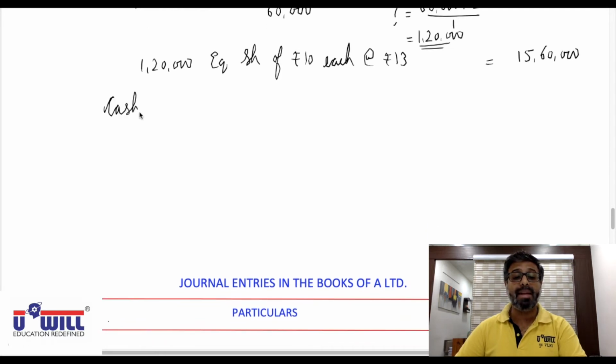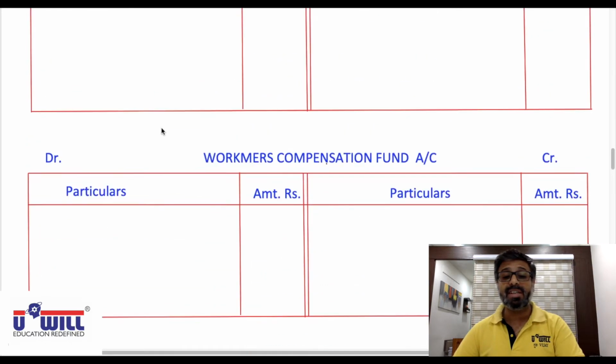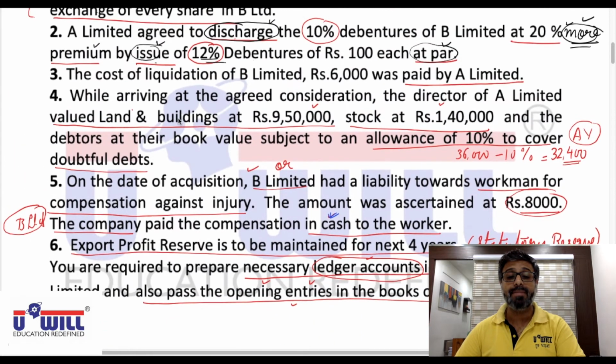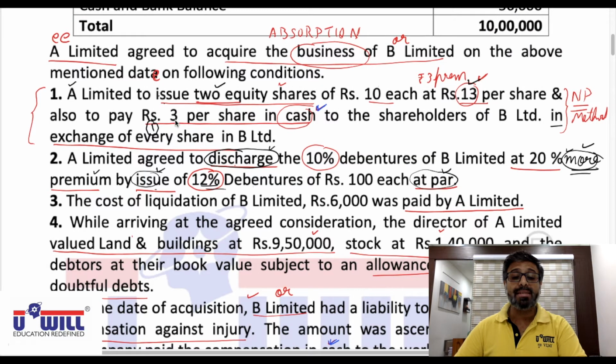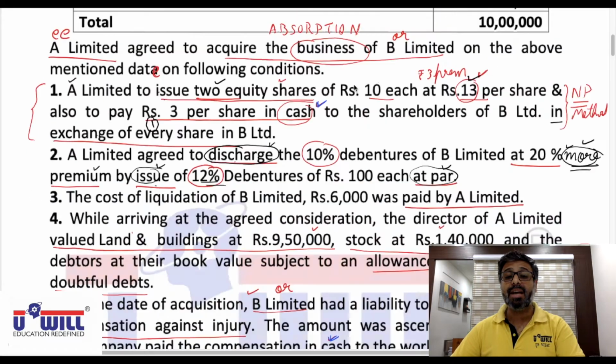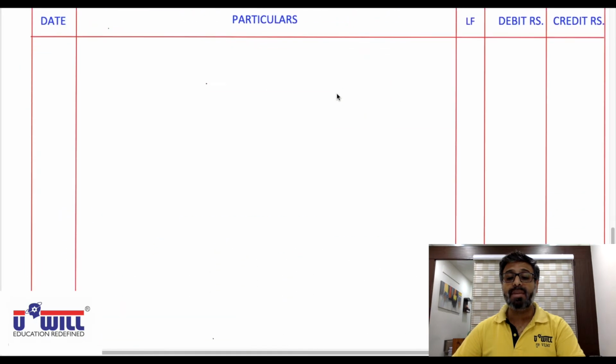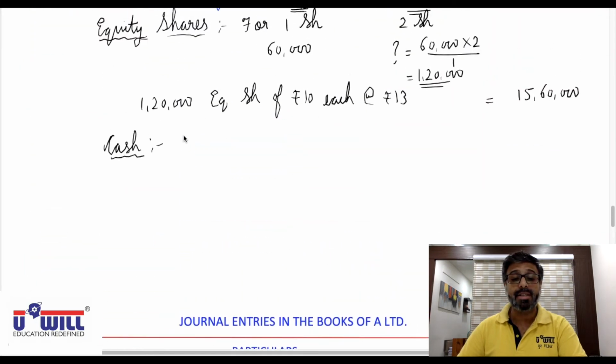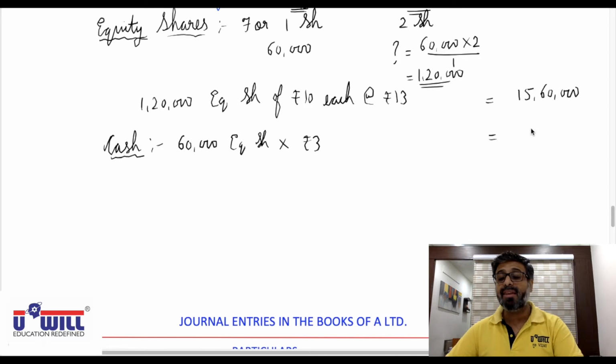Second mode of payment is cash. See the first adjustment again, how much cash is paid? Rupees 3 per share in cash. That's it. So if there are 60,000 shares, how much cash will be given if 3 per share is given in cash? 60,000 equity shares into rupees 3 per share means we are giving 1,80,000 in cash.